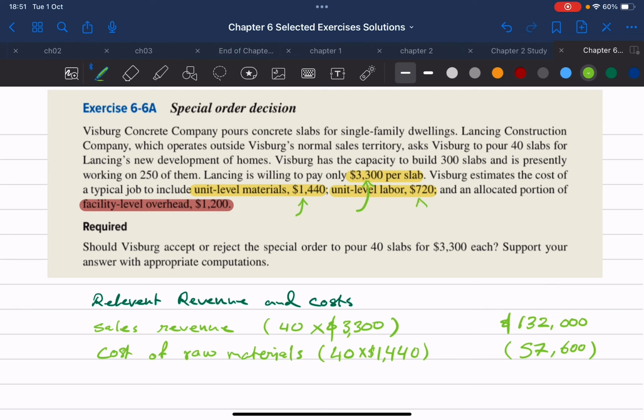And then the cost of labor next. So the cost of direct labor, which is going to be 40 multiplied by 720. 40 multiplied by 720 equals 28,800. Okay. Do we include this? No.